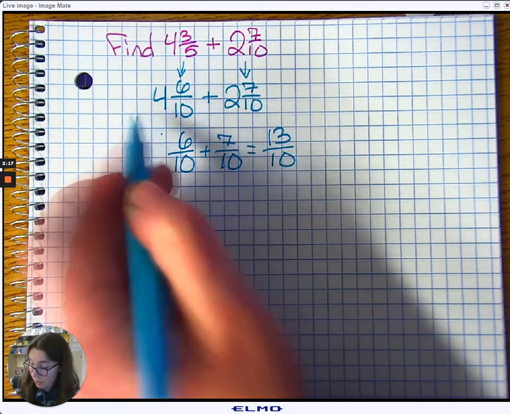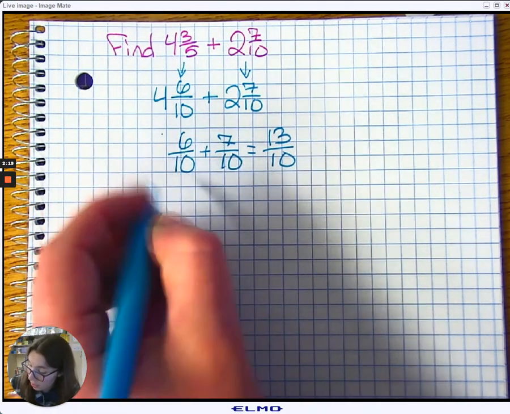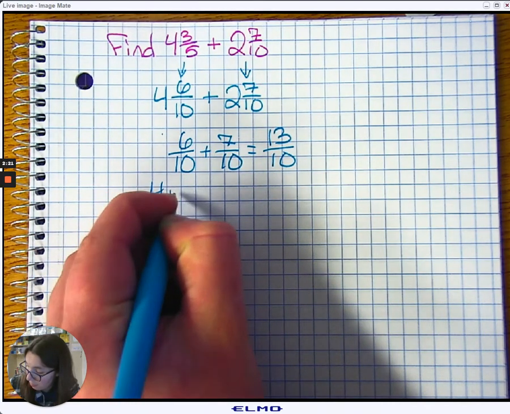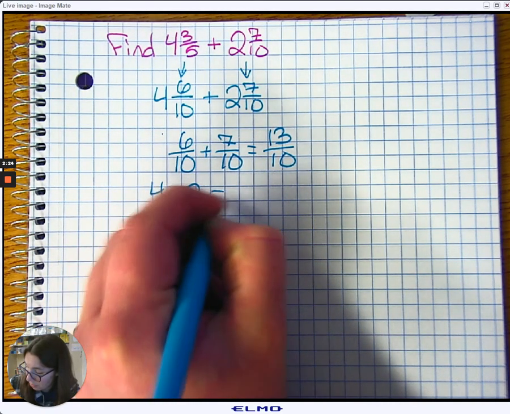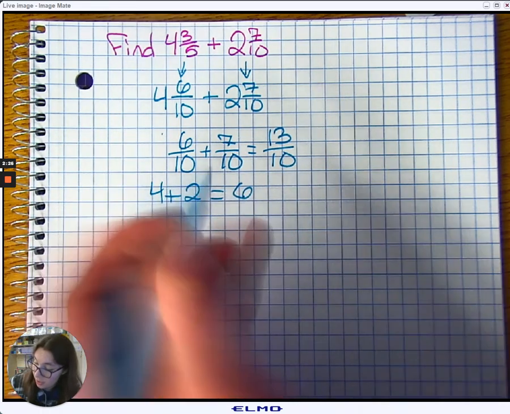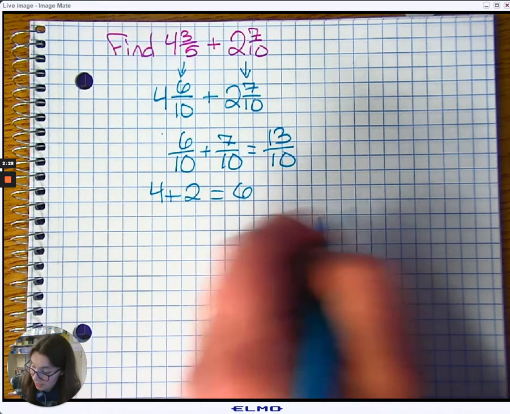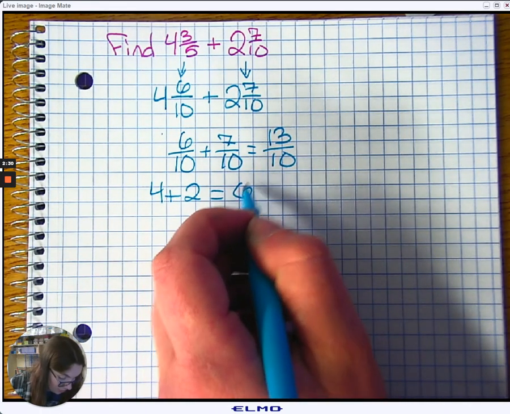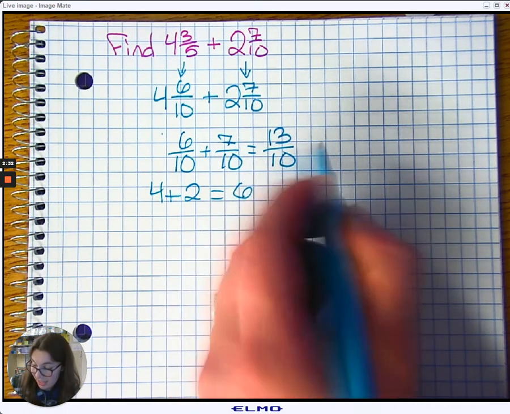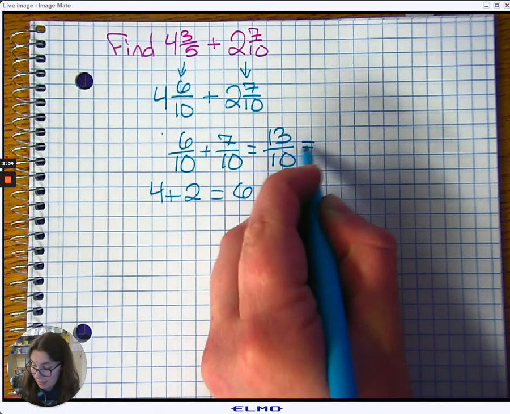Now I'll add or subtract the whole number. So in this case, 4 plus 2 equals 6. Now what I have is 6 and 13/10. 13/10 can't stand though. I need to simplify this.